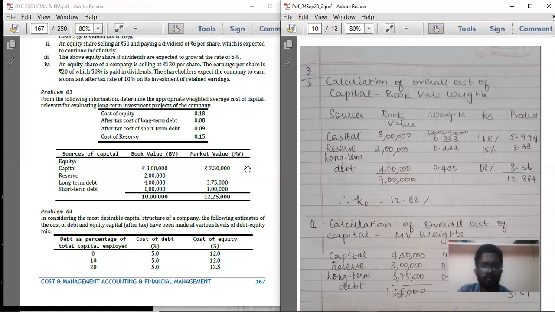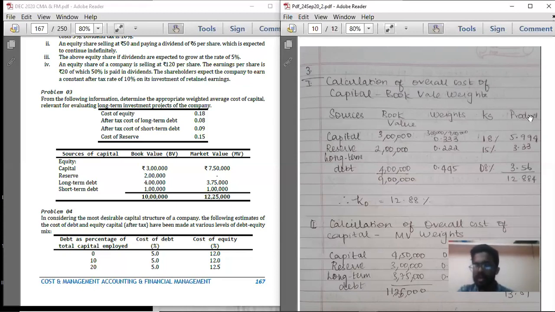And what is the cost of long term debt? See, for long term debt, they themselves have mentioned after tax. If they had given before tax, that is if they had normally mentioned the cost of long term debt, then it is before tax, and that before tax percentage into 1 minus tax rate is the after tax cost of long term debt. Whereas here they have directly mentioned the after tax cost of long term debt. So directly take this 8% as the cost of source. In respect of long term debt, record 8%.